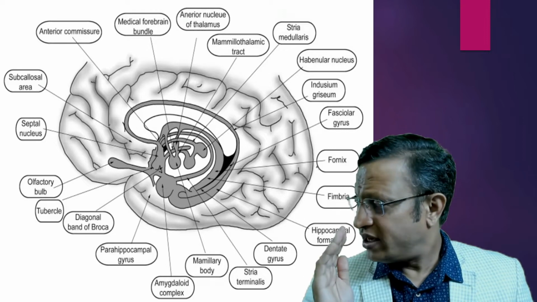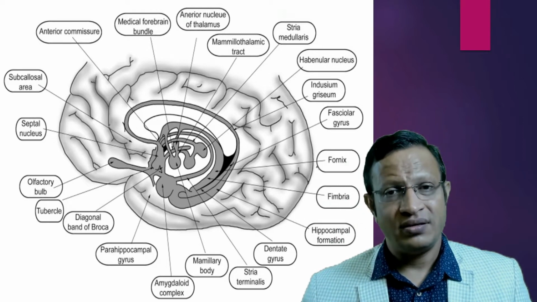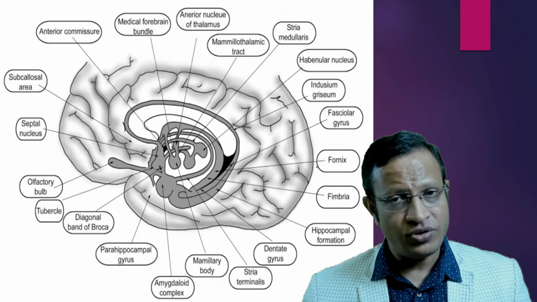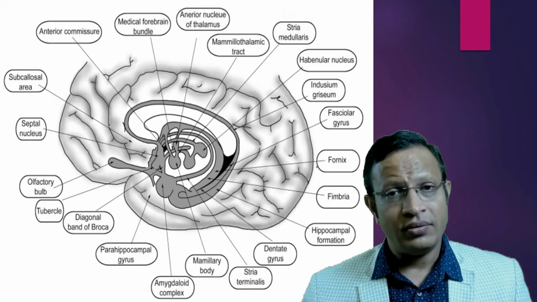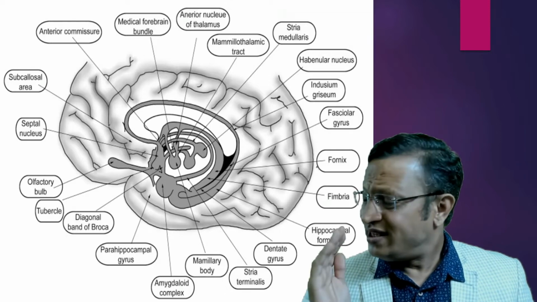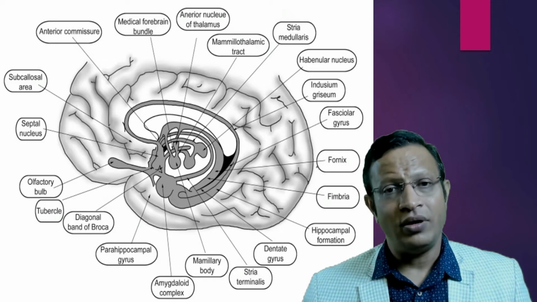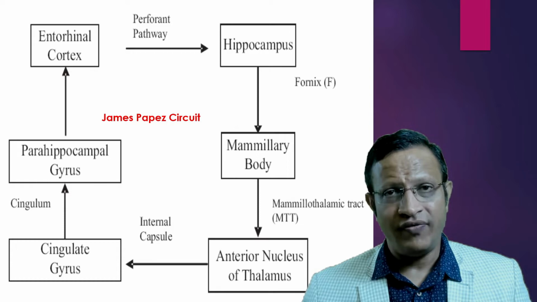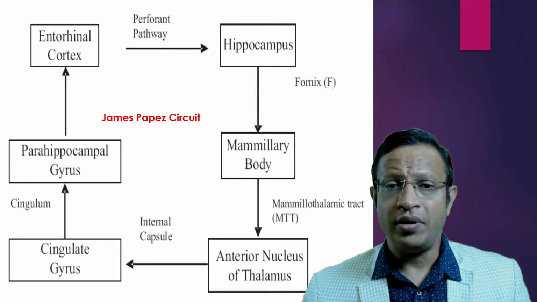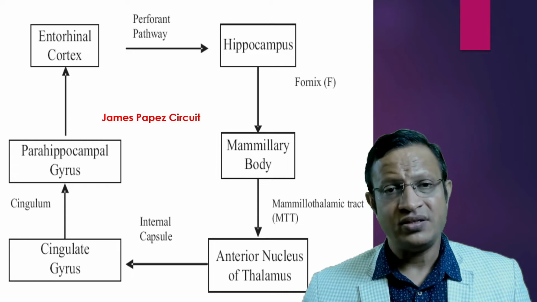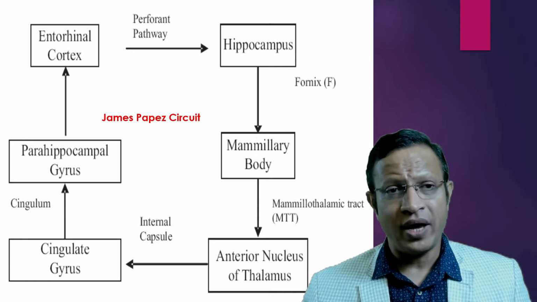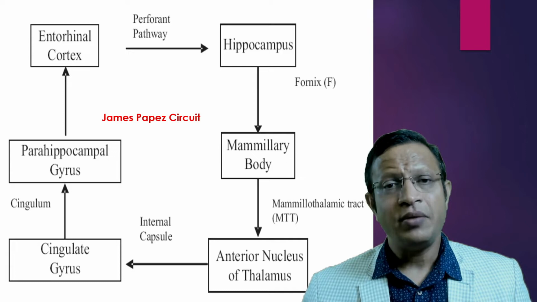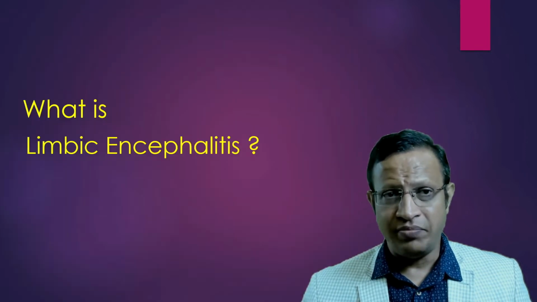This is how you can see the perception of emotion, how emotions are perceived by the brain. You can see the various parts of the brain play a role in emotions. This is the Papez circuit of our emotions. Here you can see the hippocampus, mammillary body, thalamus, cingulate gyrus, parahippocampal gyrus, and entorhinal cortex play an important role. This forms the limbic system.